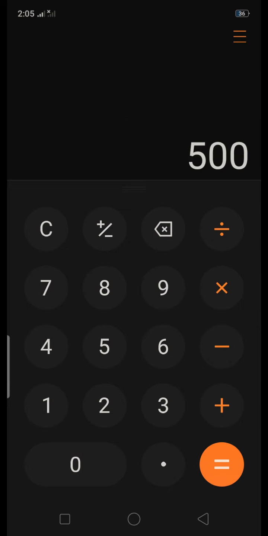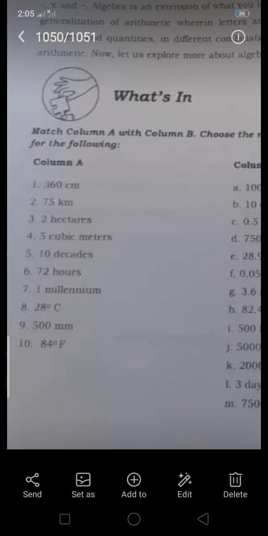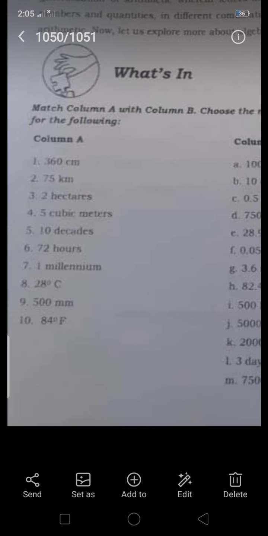So, 500 millimeters, i-divide to siya sa 1,000 para magiging meter siya. So, mayroon tayong 0.5 meter. So, hahanapin natin. May 0.5 ba dito? Meron. Okay, sa column B. So, kayo na lang maghanap ng answer, ha?